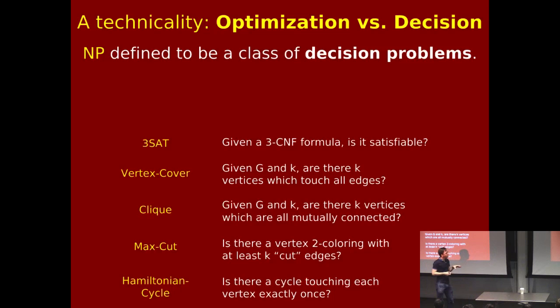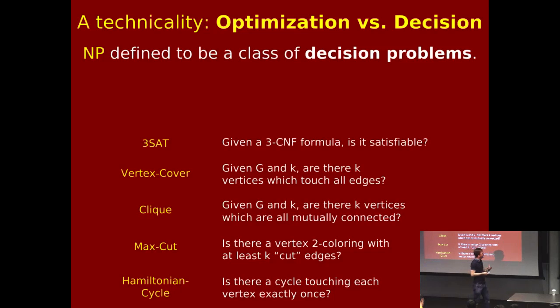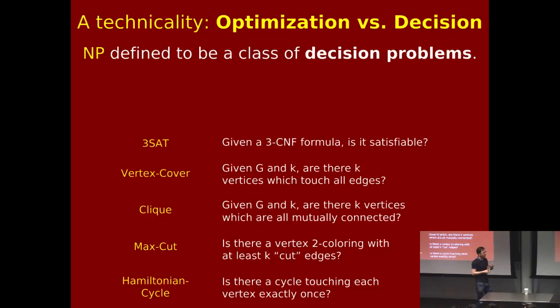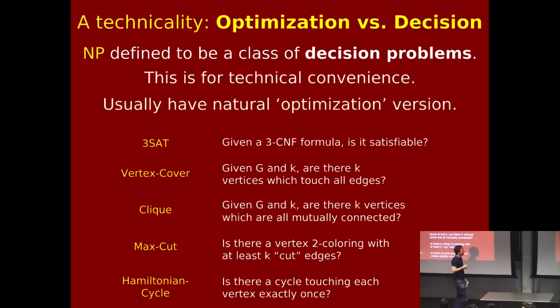But there are the ones where it's a little bit unnatural. Like for Vertex-Cover, we didn't just say, given a graph, find the smallest Vertex-Cover. For some reason, we kind of artificially made it into a yes-no question by having this k. We said, given a graph G and a number k, are there k vertices which touch all the edges? And we did that similarly for max cut. We had this k, so that it would become a yes or no question. Those yes or no questions are easier to think about when you're studying NP. That's for technical convenience.